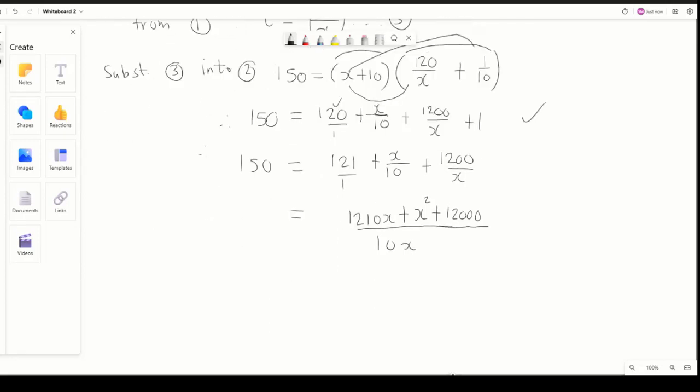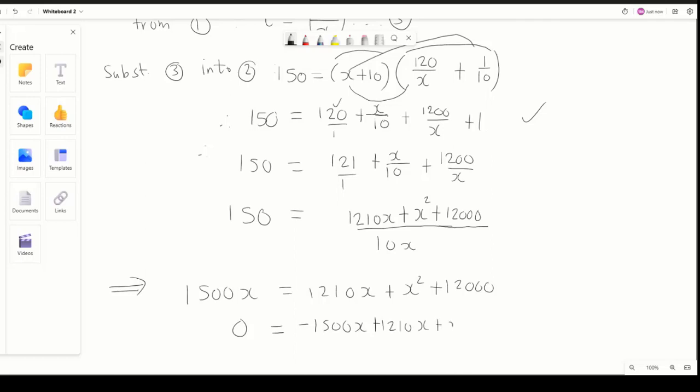Right? Then I can do a so-called cross multiplication. Yeah, I'm with you. Okay, great. Now I'm going to do a cross multiplication. And I will take my terms now. I will have 0. I will transpose the 1,500 to the right-hand side. And I will add it to this here, 1210, because I will have the following now. Minus 15x plus 1210x plus x squared plus 2,000.